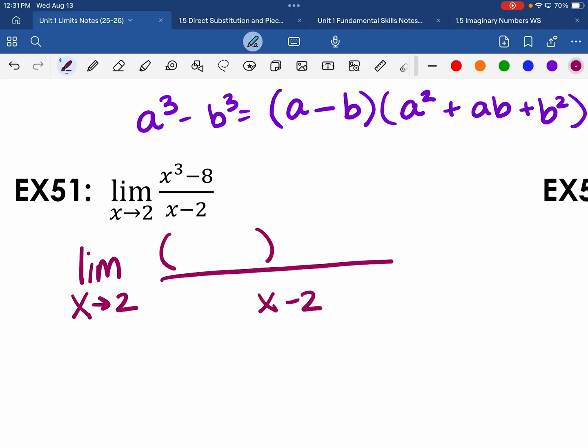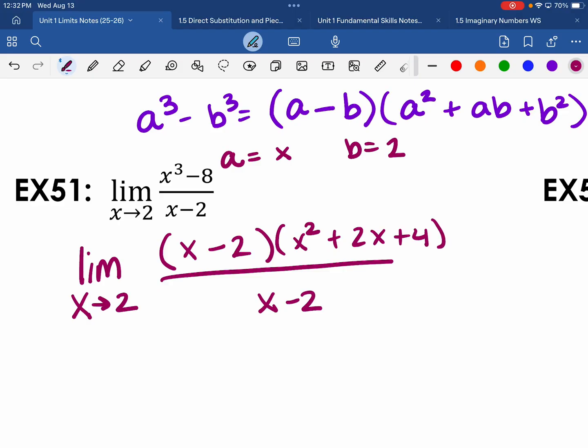All right, so what would my A be? X. And what's my B going to be? 2, because 2 times 2 times 2 is 8. So I'm going to go x minus 2, x squared plus 2x plus 4.